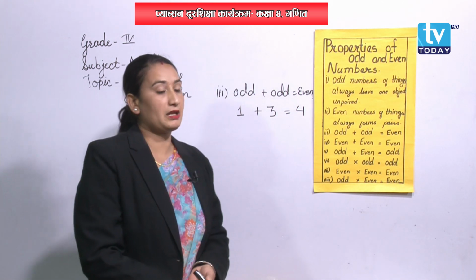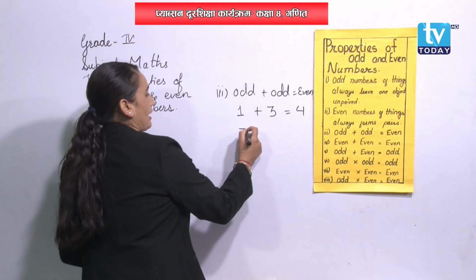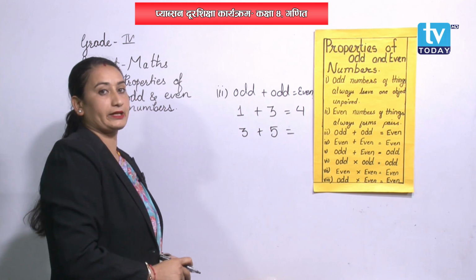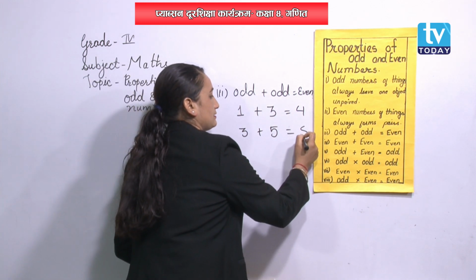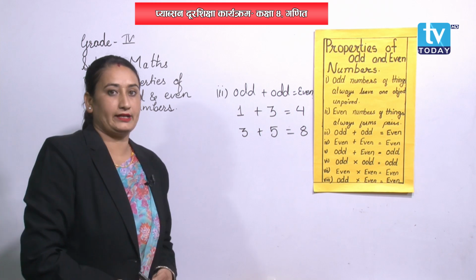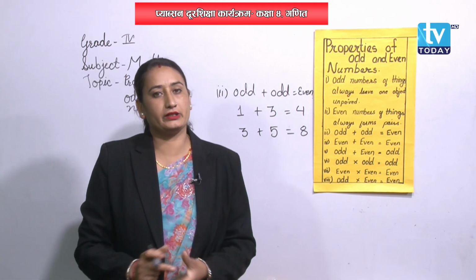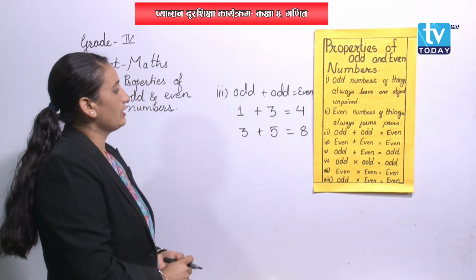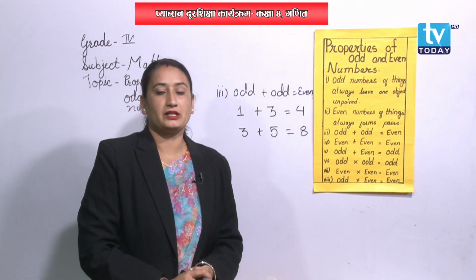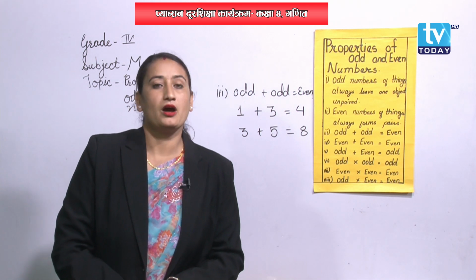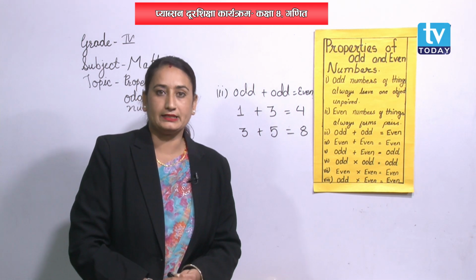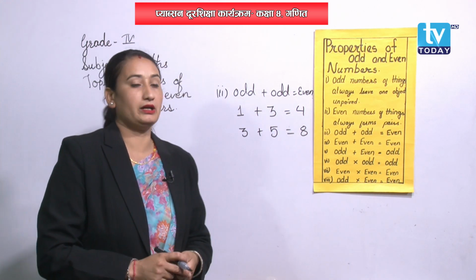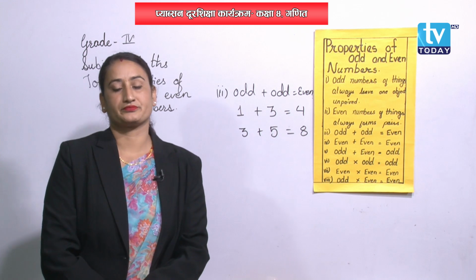Okay. Same like that, 3 and 5. If I add that, it becomes how much? 8, right? So 8 is also an even number. Are you getting me? That means if we add odd and odd, it becomes even, obviously, right? So now I think you understood property number 3, right?